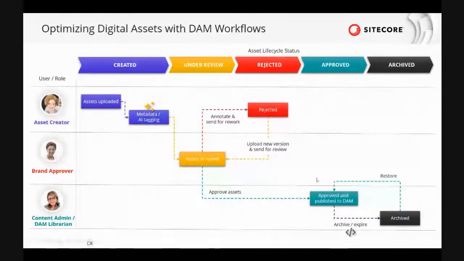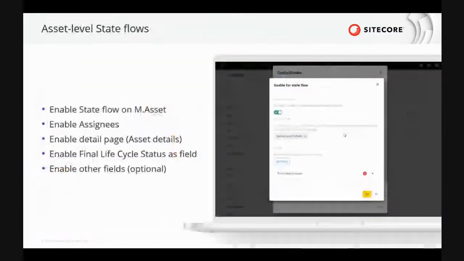So how do we take this process? And this is something that can look very different depending on the type of asset. But I wanted to start with something simple and basically take this process and enable it through state flows on the assets in the DAM, going outside of the out-of-the-box two-step approval workflow. So the first thing we do is we have to enable the stateflow engine on the m.asset definition. So in m.asset definition, we go to the settings, and then we enable stateflow.